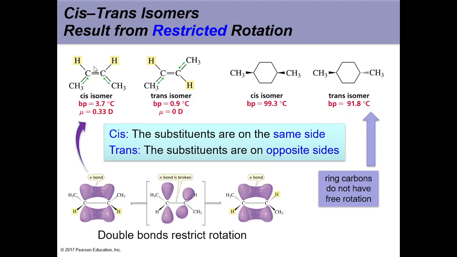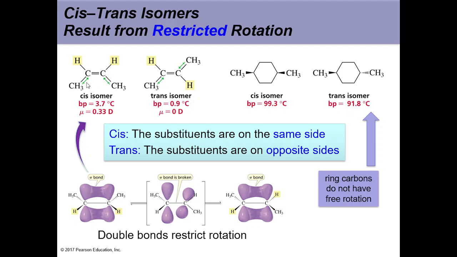When we say a carbon-carbon double bond, on one of the carbons there's a hydrogen and another substituent, and on the other carbon there's also a hydrogen and another substituent. When both substituents are on the same side of the double bond, we say it's a cis isomer. When the two substituents are on opposite sides of the double bond, we say it's a trans isomer.